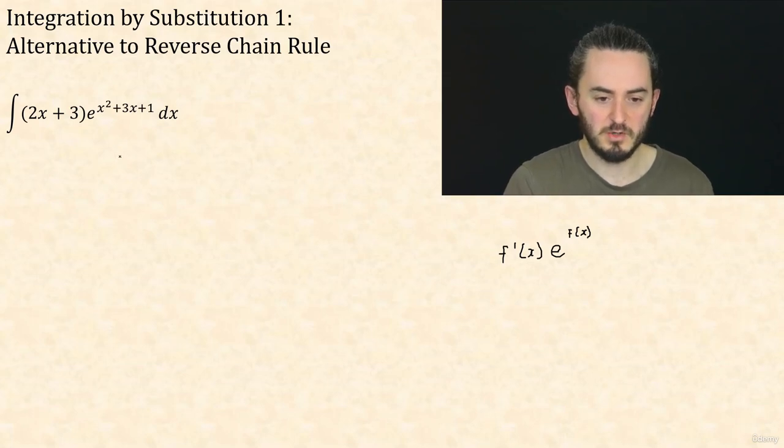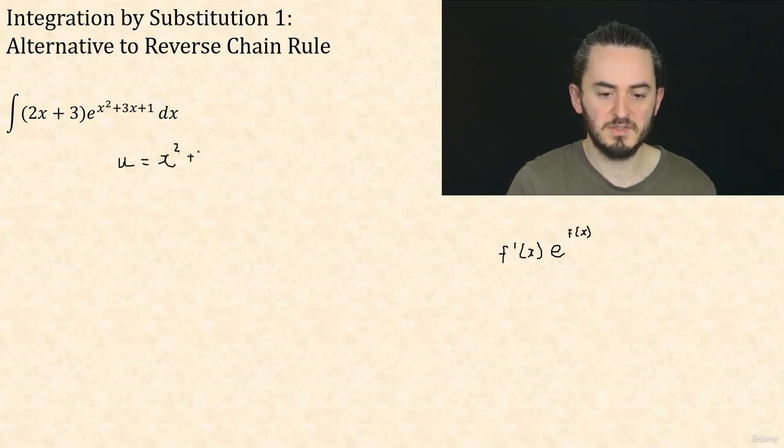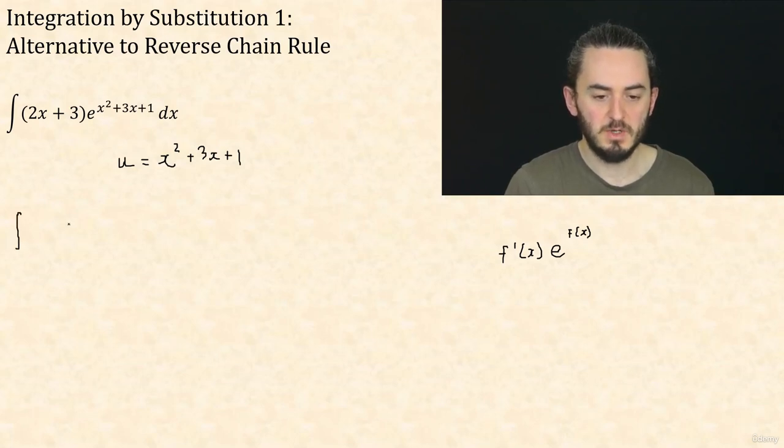So what we're going to do is we're going to say that u is x squared plus 3x plus 1. Okay, so u is a little function of x, and it's going to be something we're going to sub in instead of part of this integral. So let's see what happens if we sub it in. Ultimately, what we're trying to do is convert this from an integration in terms of x into an integration in terms of u.